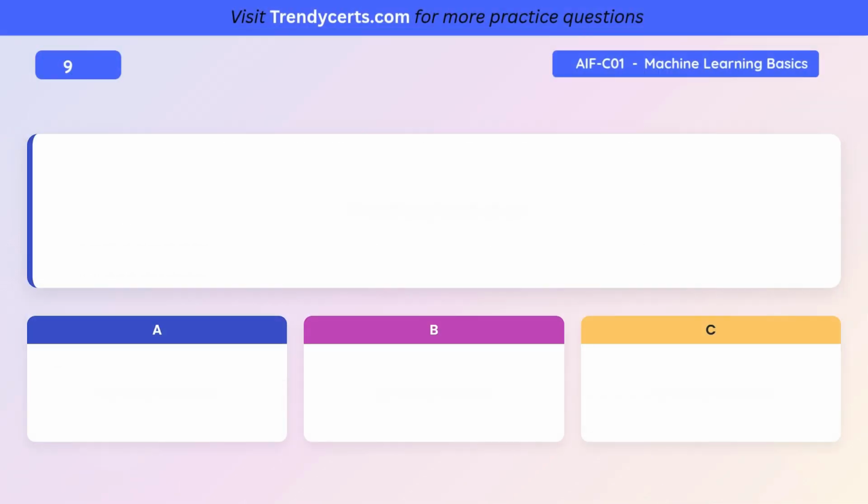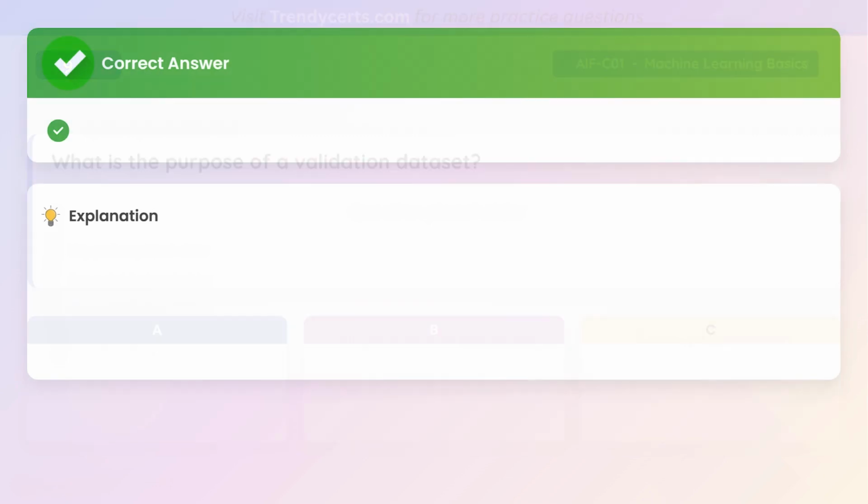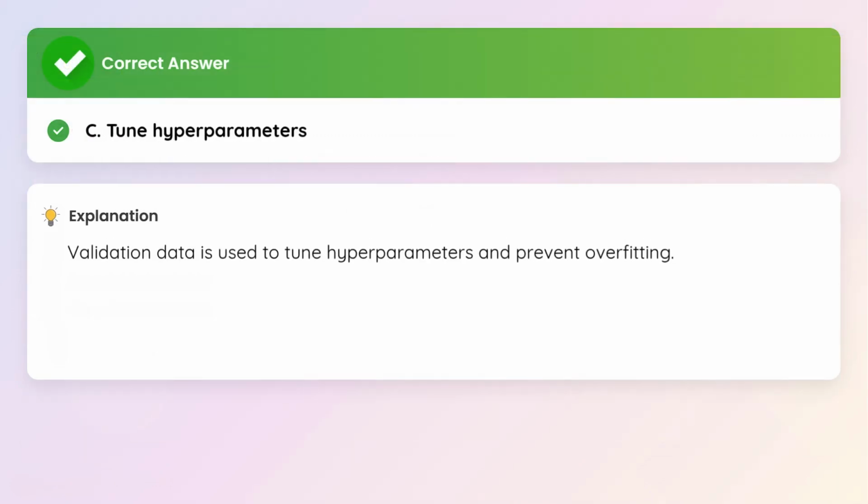Following up on that, let's see what you know about this. What is the purpose of a validation dataset? A. Train the model. B. Test the model on production. C. Tune hyperparameters. The correct answer is C. Tune hyperparameters. Here's why that's the right answer. You use the training set to teach the model, but you use the validation set to fine-tune its settings or hyperparameters. This helps you find the best configuration and is a key step in preventing the overfitting we just talked about.